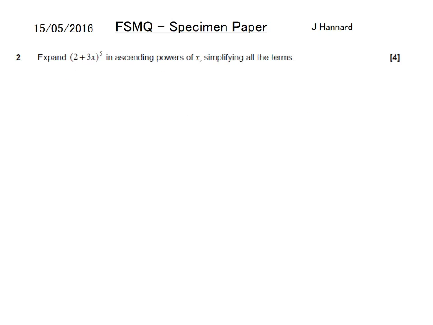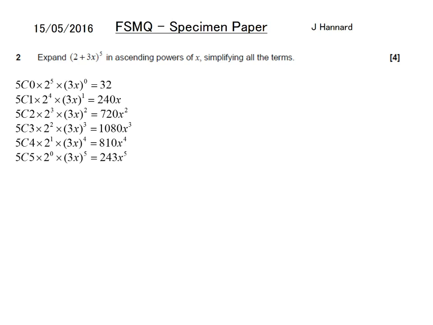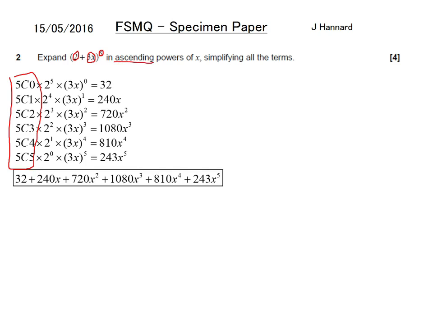Question 2 then, expand 2 plus 3x to the 5 in ascending powers of x, simplifying all of the terms. So it's binomial expansion. We get with lovely columns of mathematics again. The person on the left, his power starts high and then it starts to die, it goes to 0. The person on the right, his power starts low and then grows, but remember everything is powered inside that little bracket there. Then you tidy up, and he wants it in ascending powers of x, so therefore you write it in that form. So that's that.